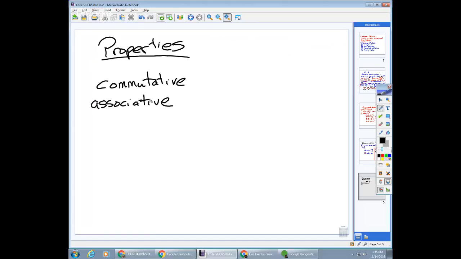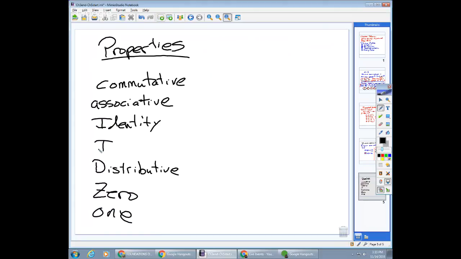Anybody know any other properties? Distributive is one. Let's see, blank, blank. Let's put it here. There's a couple of other more basic than distributive that are pretty popular. Identity, yeah, that's a good one. And that's another one, yeah. 0 has a special property. So does 1. And then the other one is inverse. Oh, and there's another one, closure. Right. Okay, so those are most of the properties there.